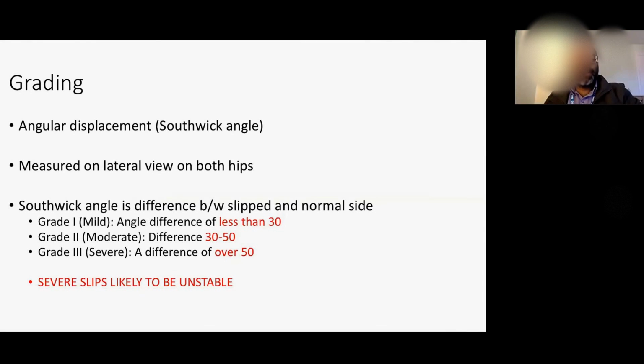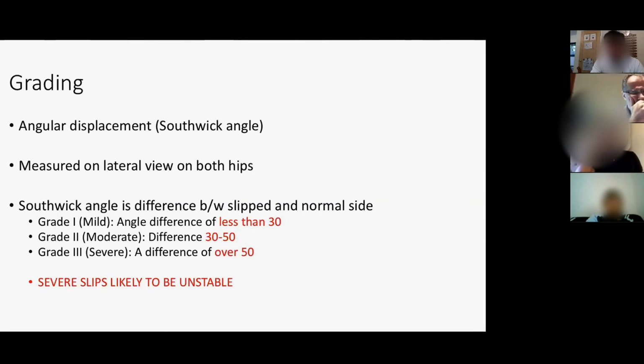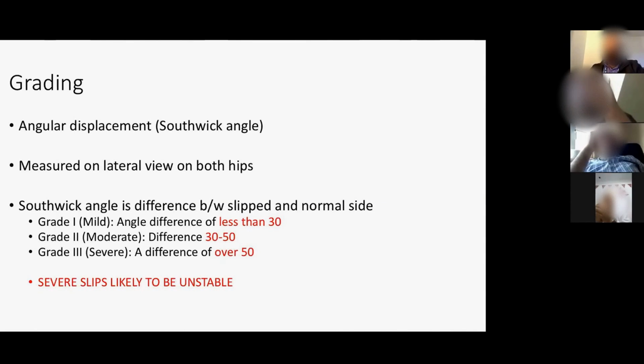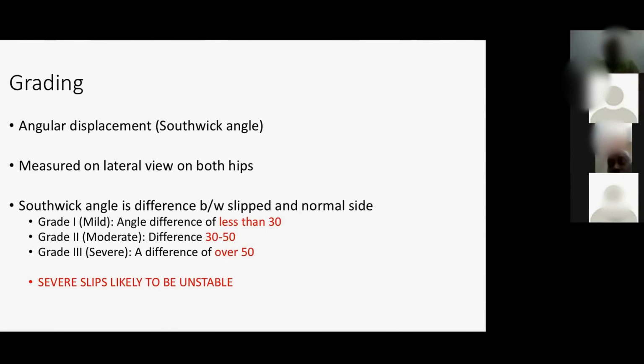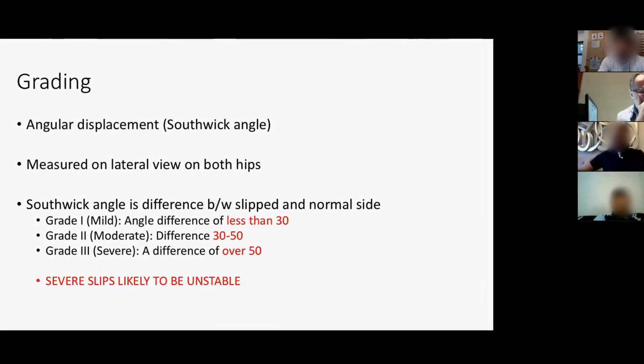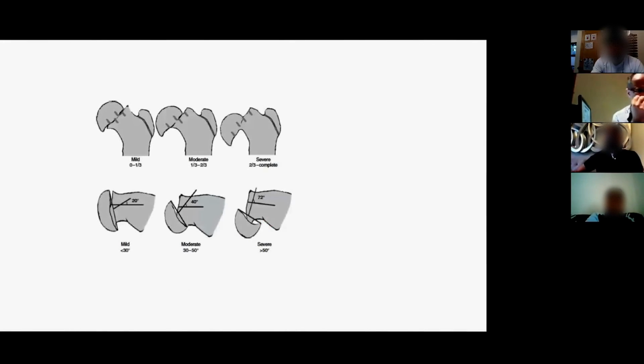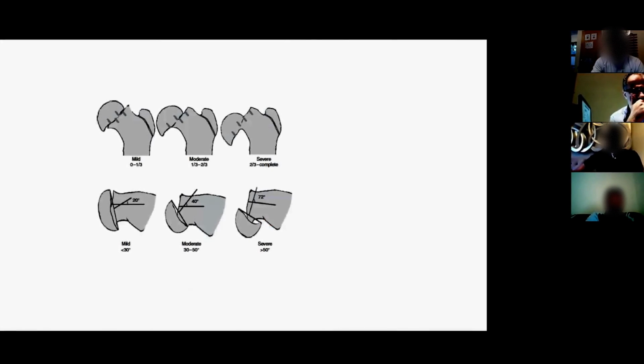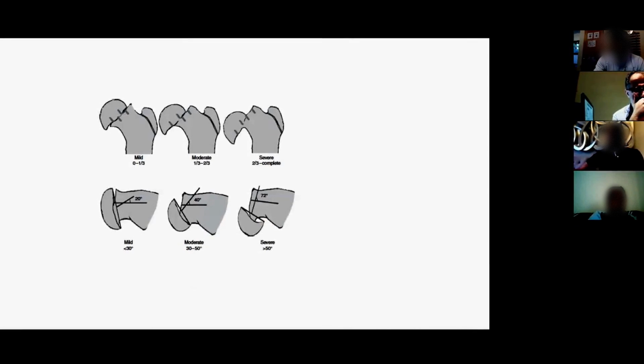So the Southwick angle is divided into three types: grade 1, grade 2, and grade 3. Grade 1, angle difference of less than 30 degrees. Grade 2, difference of between 30 and 50 degrees. And grade 3, severe, which is a difference of over 50 degrees. So the more severe the slip is, the more likely it is to be unstable. This is the radiological presentation of measuring the Southwick angle. I don't think they will ask you to draw the angle, but they would expect you to know the values of these angles.